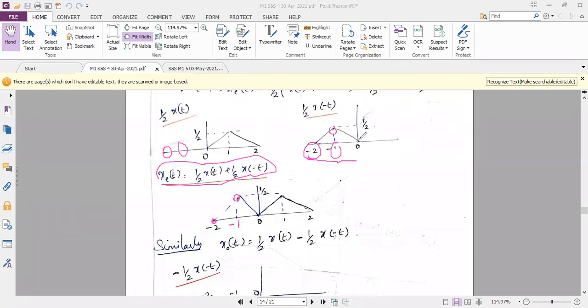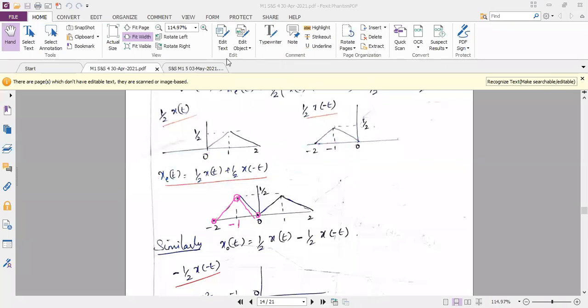Similarly, at 0, the amplitude is 0. And even in the other signal, the amplitude is 0. So 0 plus 0 is 0. So I am just marking 0 here. If I join everything, I'll be getting the triangular signal. And what about the right hand side? Will you get the same triangular signal?